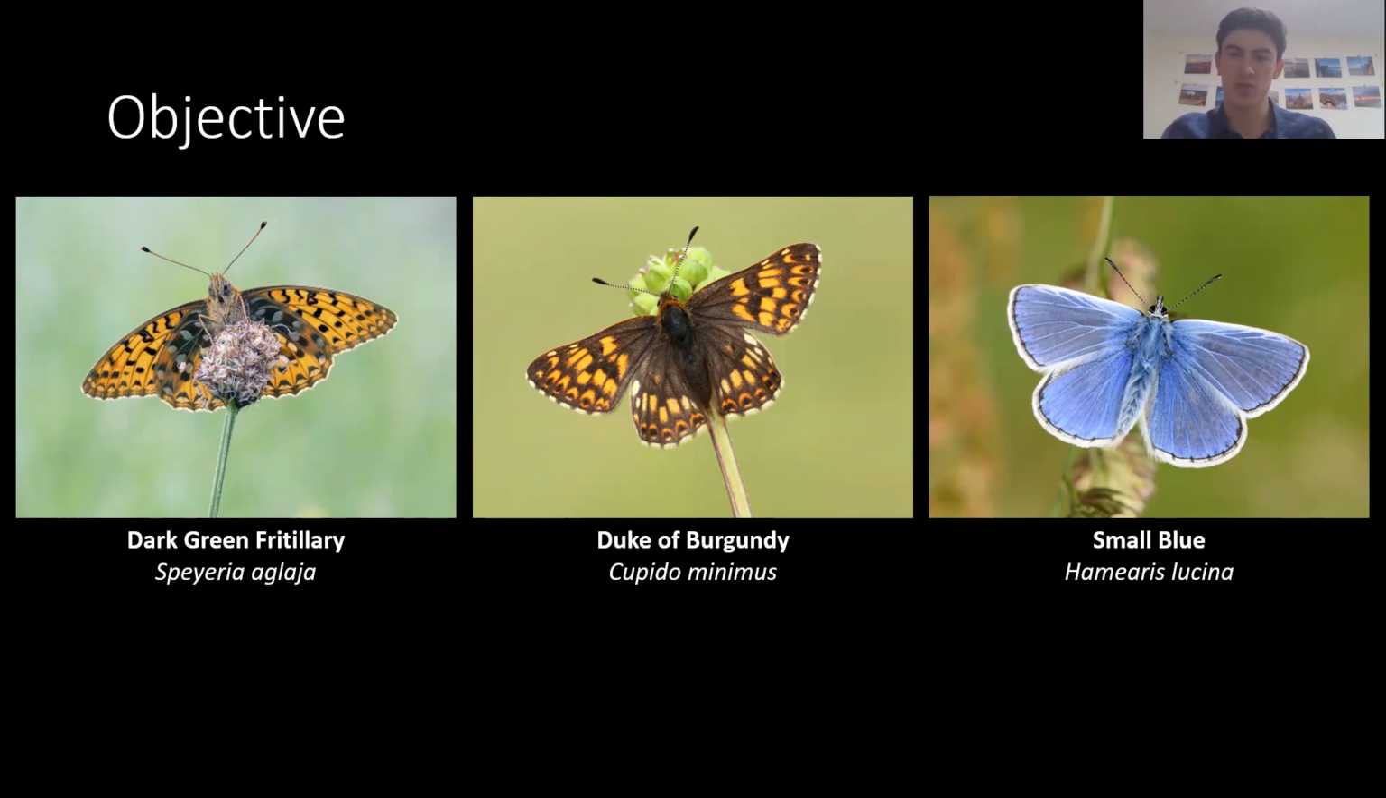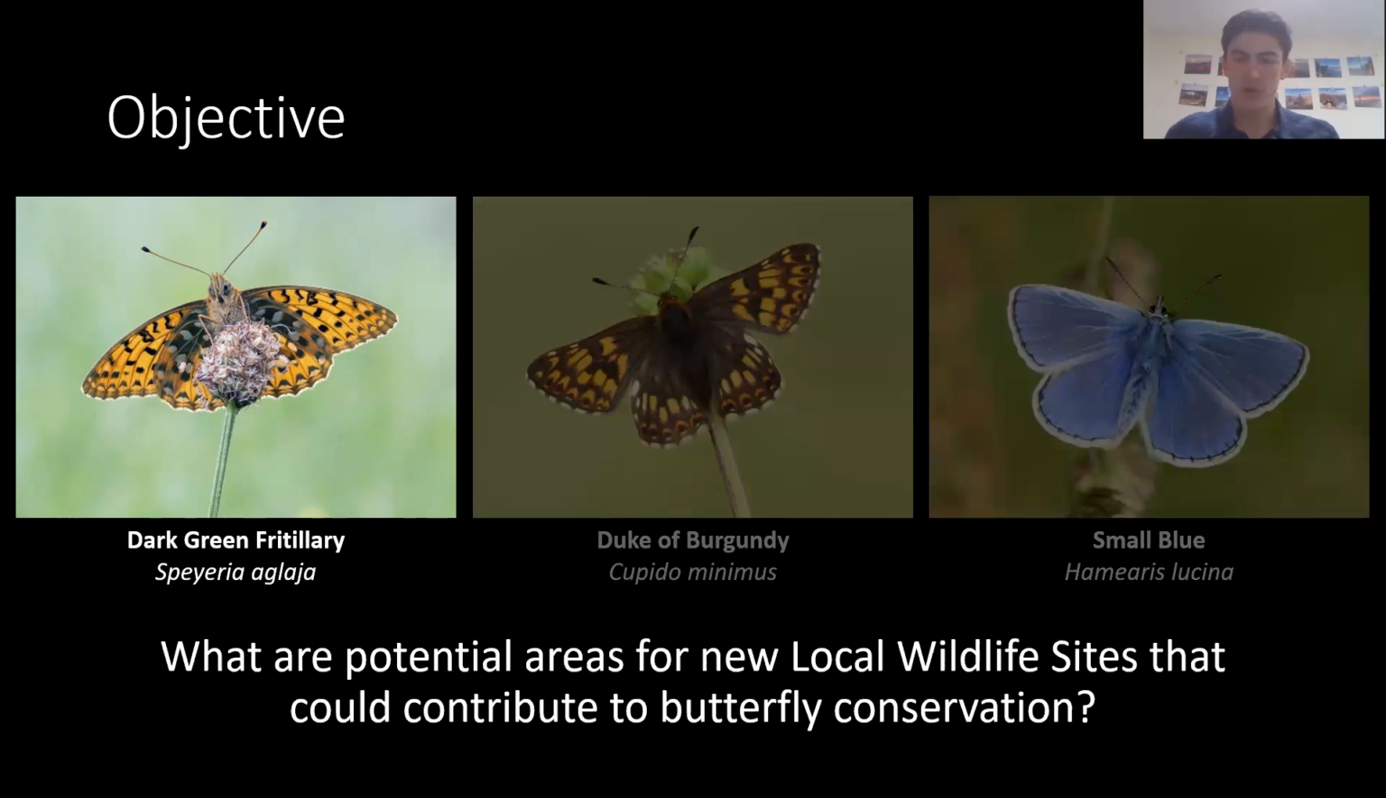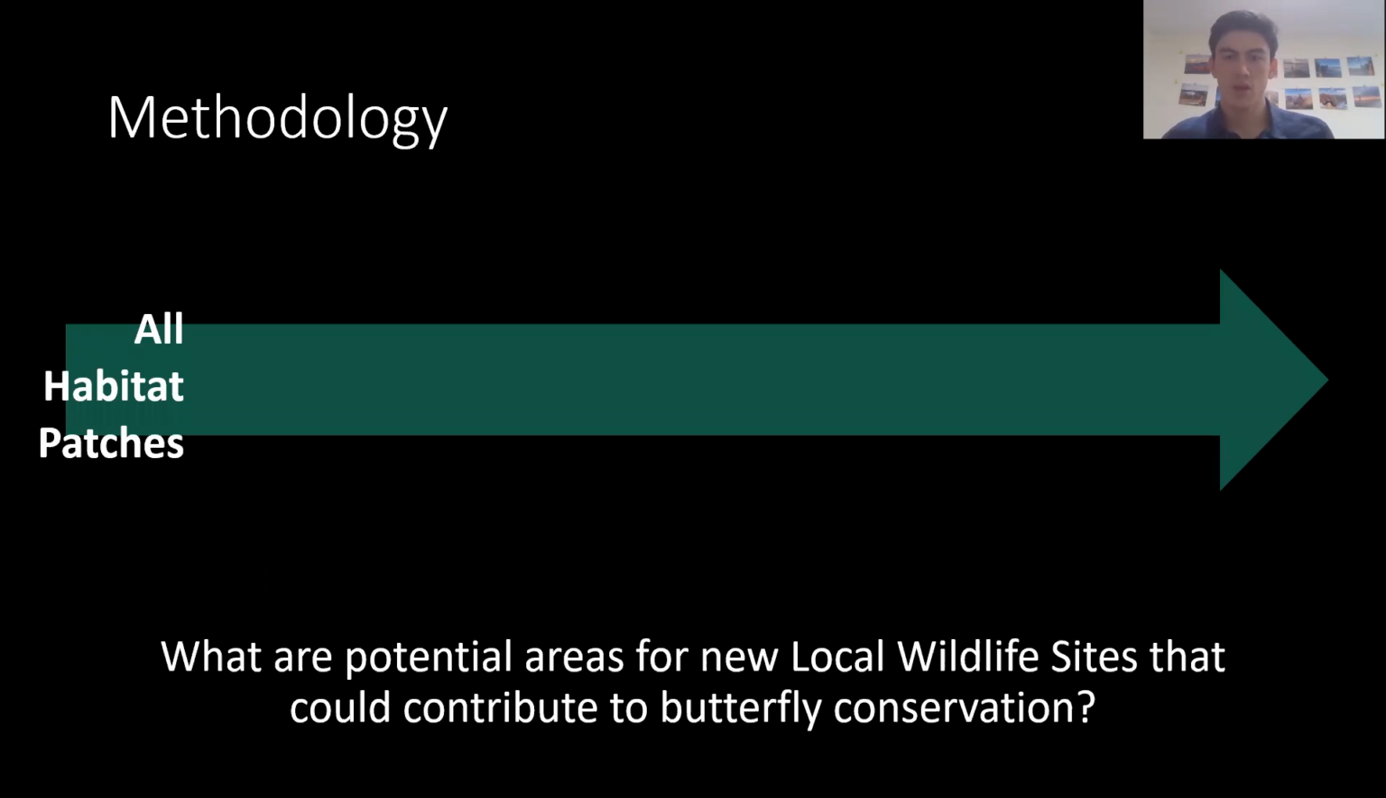Here was my central research question. What are potential areas for new local wildlife sites that could contribute to conservation of these species? Today, I'm going to focus specifically on the dark green fritillary, but I use the same methodology for all 3 species. My approach was inspired by the concept of strategic conservation planning.